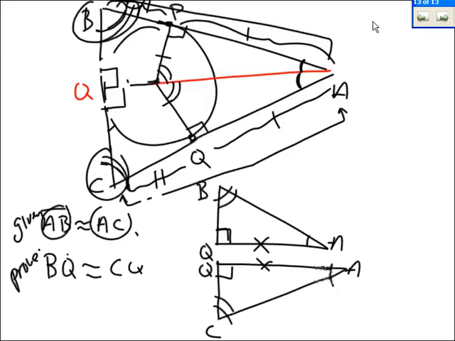Well, by angle, side, angle, these 2 triangles are congruent. And this side is between an angle with 2 slashes and a right angle. And this side, on one end it has a right angle, and the other end it has 2 slashes. Therefore they're corresponding. Therefore they are equal in length.